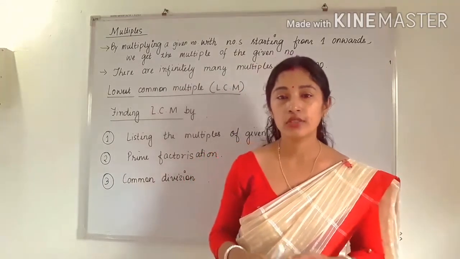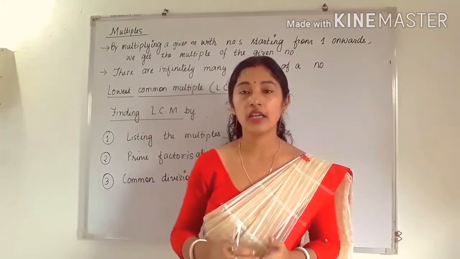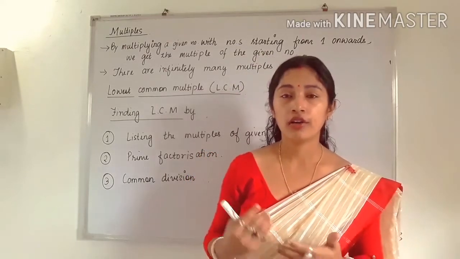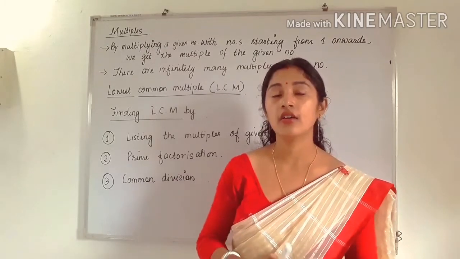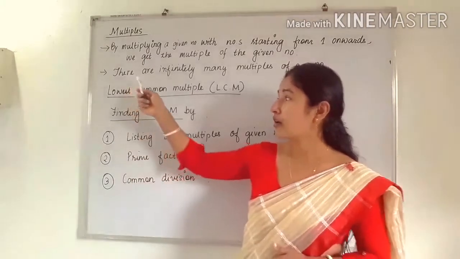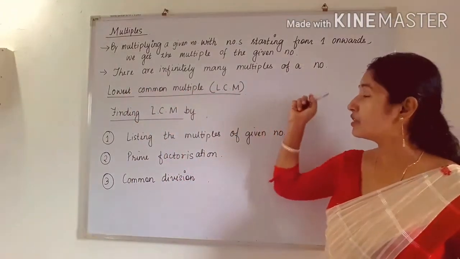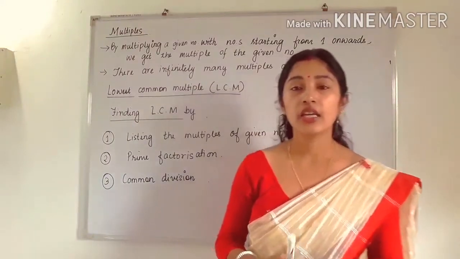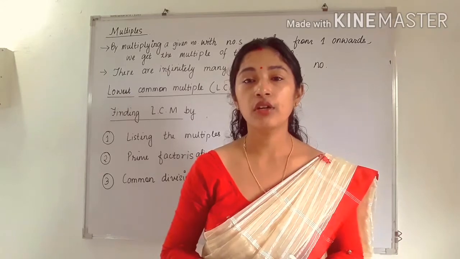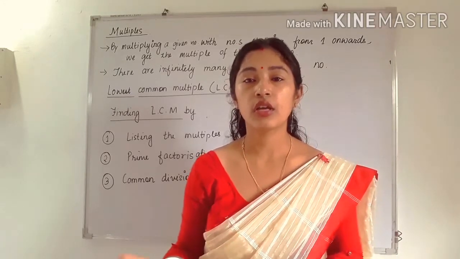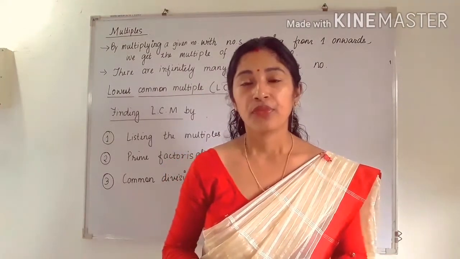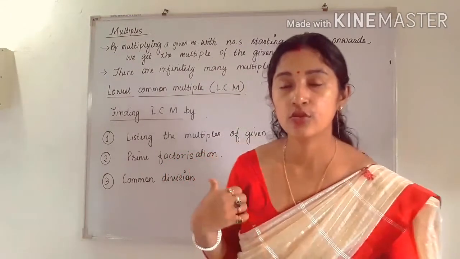There are some facts which we have studied in class 5 also. The facts of multiples are what? Already we know the definition, and the fact is that we can find infinitely many multiples of a given number. Suppose any number is given, you can multiply any number with that given number. There are infinitely many numbers you can multiply with that number to get a multiple of that number. So this is one point.